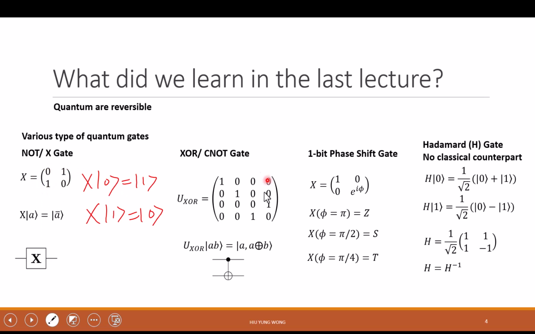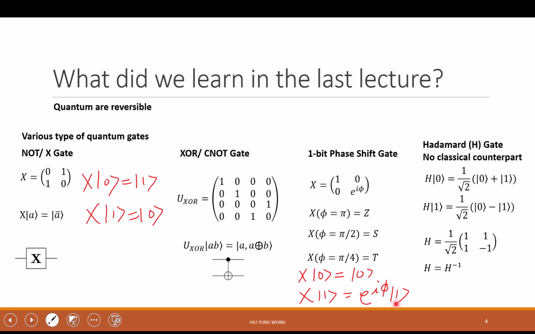We also learn about the control NOT gate. Maybe I jump a little bit, come back later. Let's finish the 1-bit phase shift gate. Looking at this is the matrix. But by the definition, it is that applied to 0, you do nothing. It means you have an identity operation on the first basis vector. But if you apply this to the second basis vector, then it will append a phase of e to the power i phi to it.